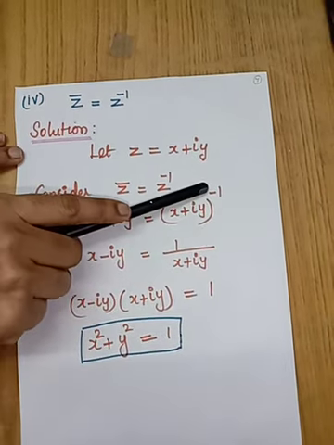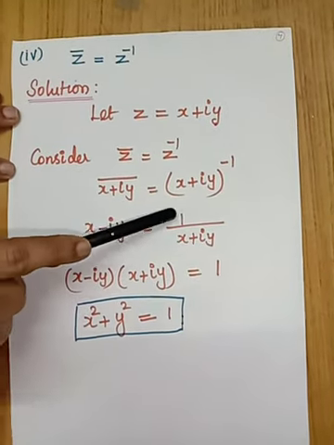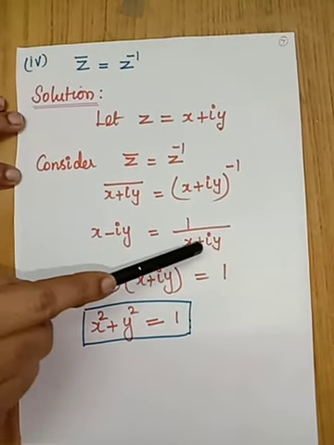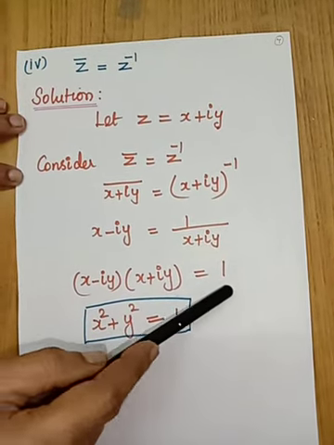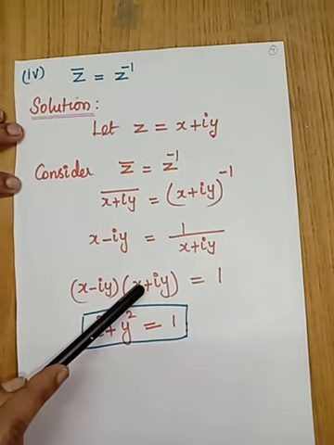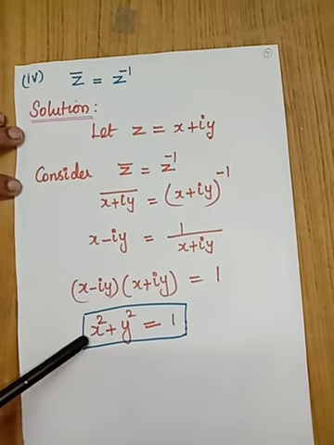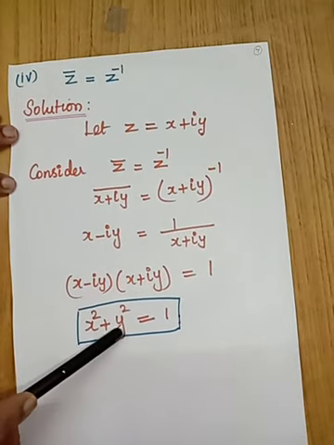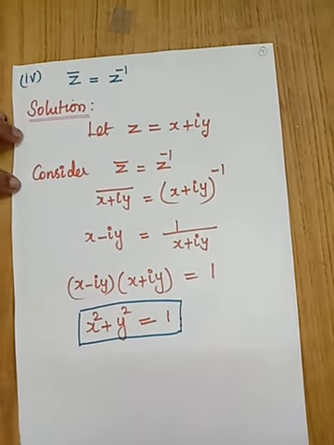So how to write the inverse? It is nothing but 1 by z. Z inverse is nothing but 1 by z. So 1 by x plus iy. So when you cross multiply, you will get this answer, which is equal to 1. How it looks like? If it is z, this is z bar. So the modulus formula, what is it? Real part the whole square plus imaginary part the whole square, which is equal to 1. This is the locus of z.